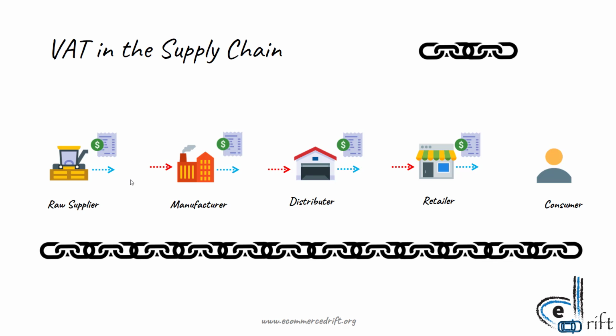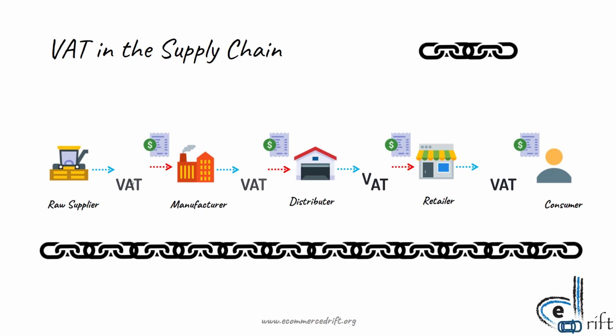When a raw supplier invoices a manufacturer, VAT is implemented. When a manufacturer invoices a distributor, VAT is implemented. Distributor to the retailer, VAT implemented. So that is why VAT is also called multi-point tax in the supply chain.